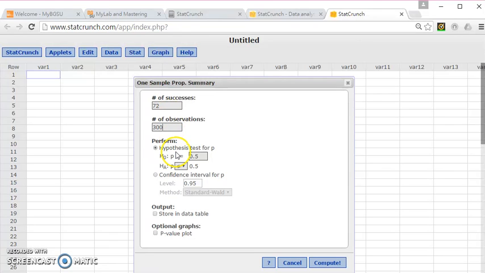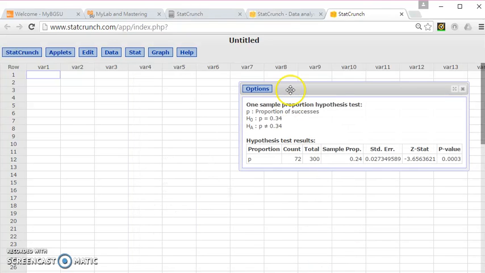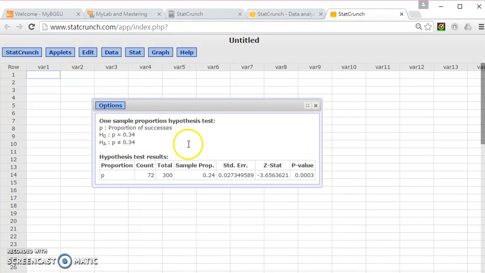And we're looking at a hypothesis test for proportion. In the null hypothesis, we have P equals 0.34. In the alternative, we have P is not equal to 0.34. So let's not change anything right here. And you can store the data, or you can store the output if you want. If you don't want to, just click on compute. Then right here, you have the result. So we have the sample proportion, we have the standard error, that's going to be the square root of P multiplied by 1 minus P divided by N.